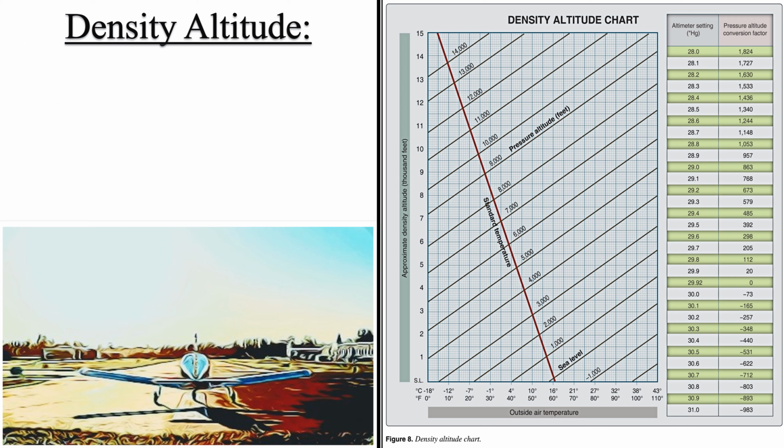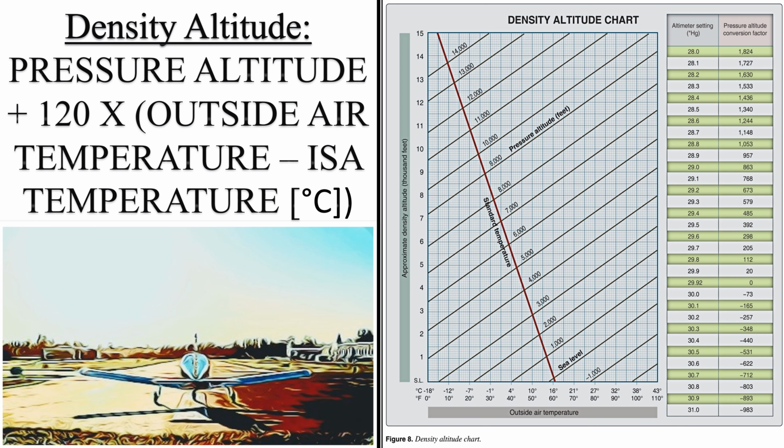The formula for density altitude is the pressure altitude plus 120 times the outside air temperature minus ISA temperature, in degrees Celsius. Breaking down the formula, 120 is a constant. The International Standard Atmosphere, ISA, is the model of the atmosphere when sea level pressure is 29.902 inches of mercury and temperature is 15 degrees Celsius. To determine the ISA temperature for the formula, we need to know the temperature of the air at 2,345 feet by using a model chart.